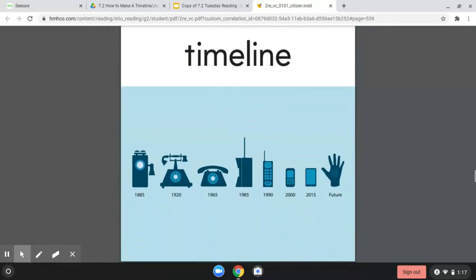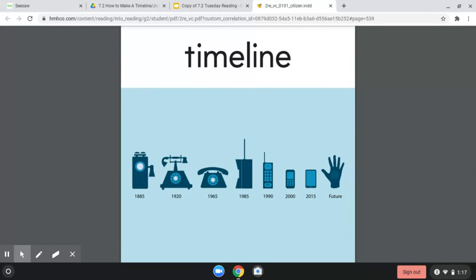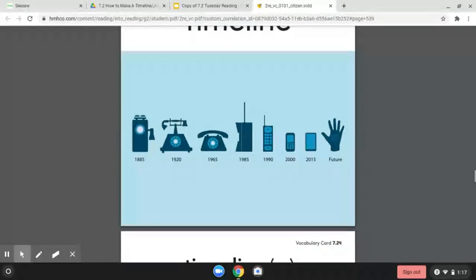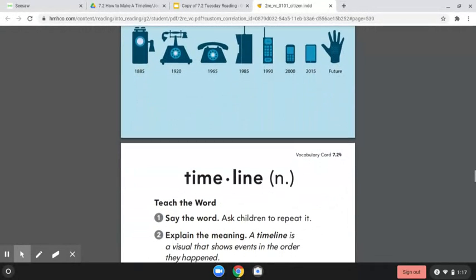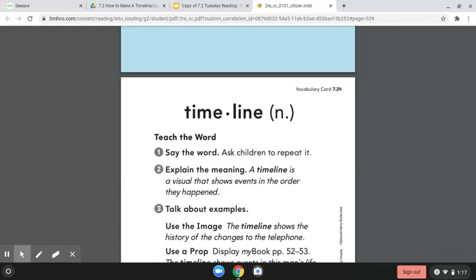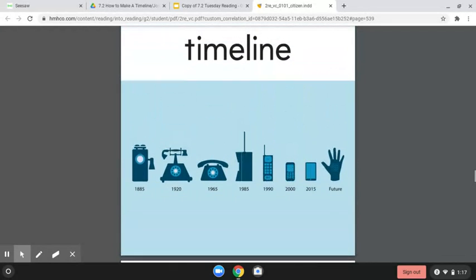And our next one is timeline, and this is what we're going to be studying about this week and reading. This is a timeline. It's a noun. So let's say it together, timeline. A timeline is a visual that shows events in the order that they happen. So chronological order. The timeline shows the history of the change in the telephone. If you look, it starts at 1885 and it goes all the way up to the future.